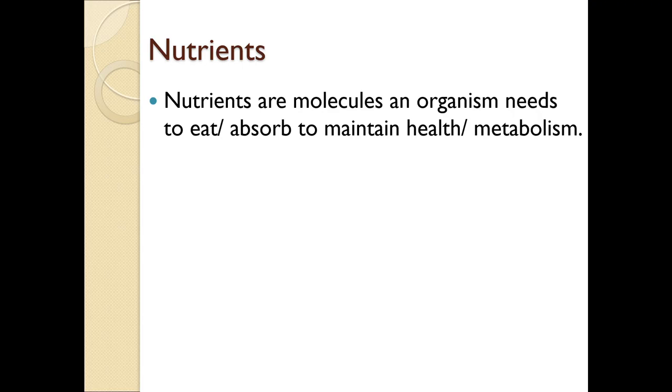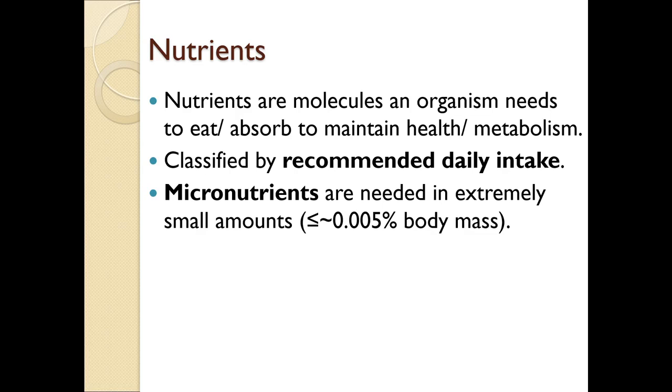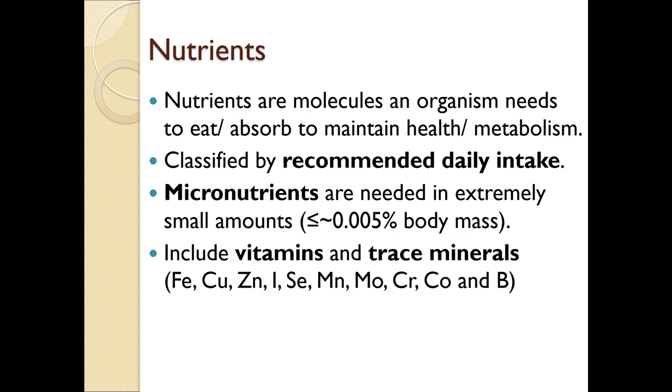A nutrient is a molecule an organism needs to eat or to absorb in order to maintain its health or metabolism. And there are different kinds of nutrients that are categorized based off of their recommended daily intake. Macronutrients are nutrients you need a lot of, like protein or carbohydrate in your diet, whereas micronutrients are needed in extremely small amounts. And vitamins and minerals are micronutrients. You only need a very small amount of them in your diet to stay healthy.